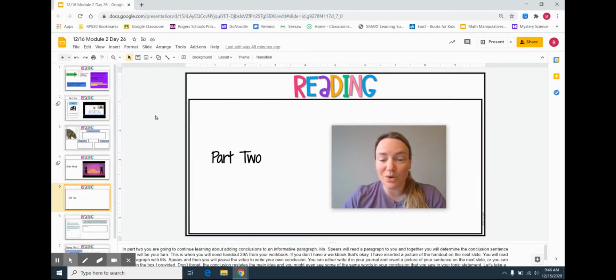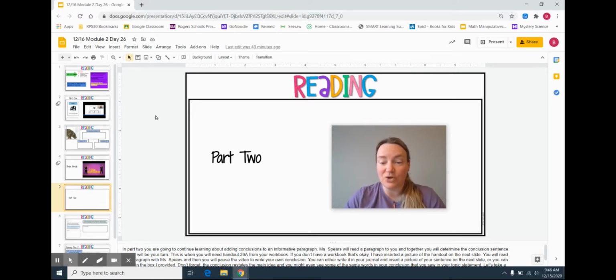In part 2, you are going to continue learning about adding conclusions to an informative paragraph. Miss Spears will read a paragraph to you, and together you will determine the conclusion sentence. Then it will be your turn. This is when you will need handout 29A from your workbook. If you don't have a workbook, that's okay. I have inserted a picture of the handout on the next slide. You will read a paragraph with Miss Spears, and then you will pause the video to write your own conclusion.